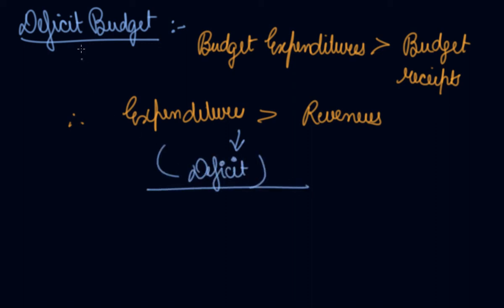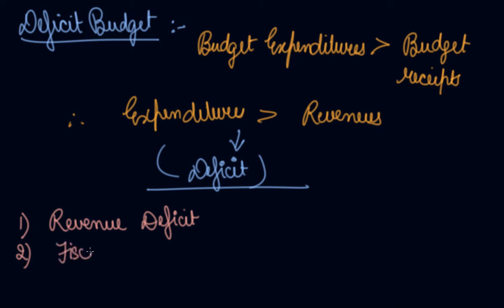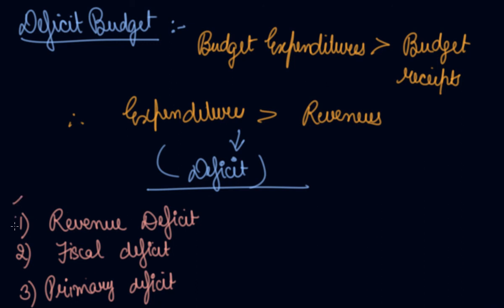And this is the deficit budget. Now there are three types of deficit, that is, one is revenue deficit, second is your fiscal deficit, and third is your primary deficit. So we'll be discussing each one of them in the coming videos individually. So your budget deficit occurs when your expenditures are more than the receipts. So these are the three types of your budget deficits. Number one is your revenue deficit, number two is your fiscal deficit, number three is your primary deficit.